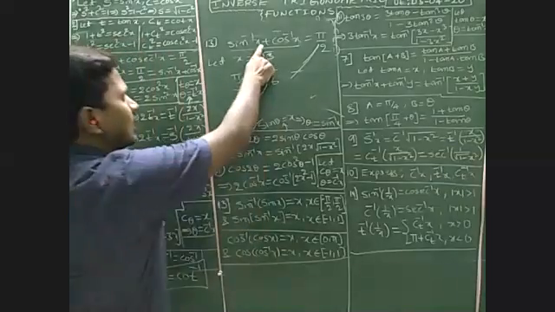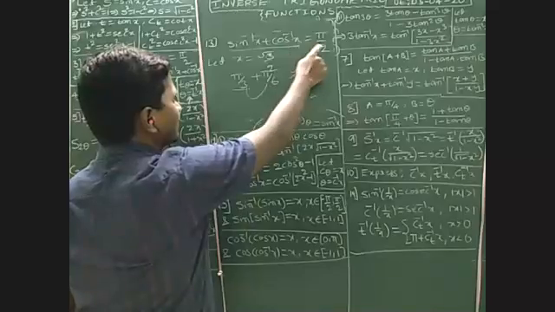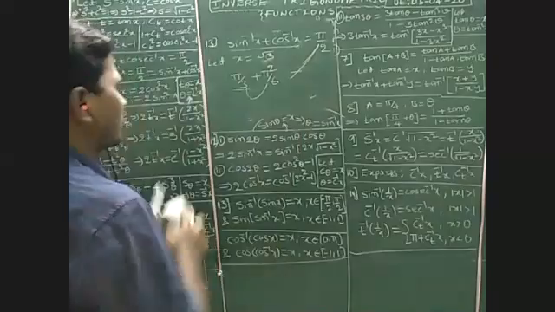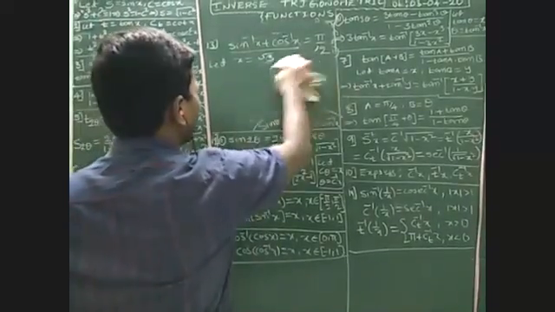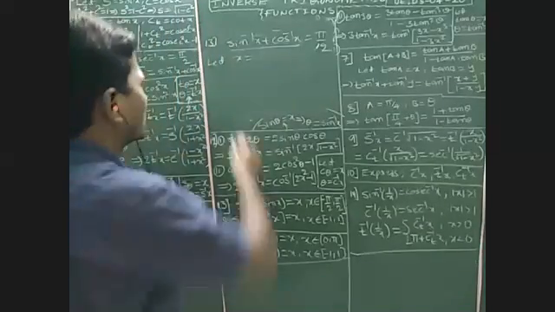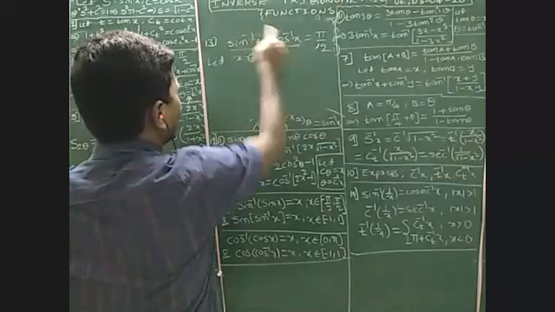For all x values, this condition will be satisfied. For all x values lying between minus 1 to 1. You can take minus 1 to 1. X belongs to, because what is the domain of sin inverse and cos inverse?